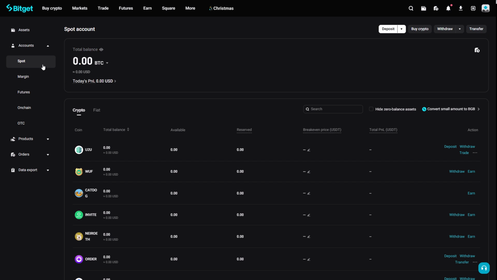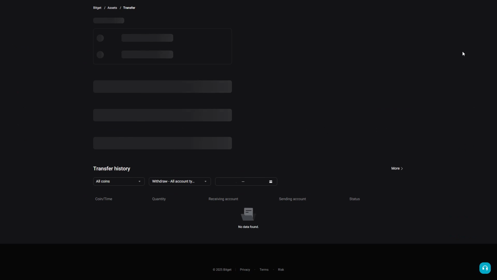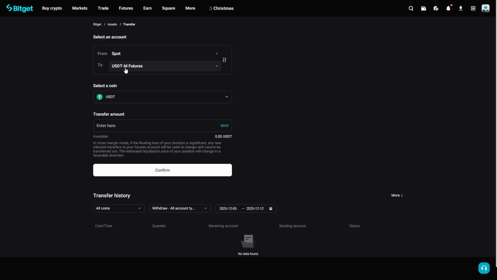Here is how to do it. Click on the spot wallet, then click Transfer in the top right corner. You will see a simple interface with two drop-down menus. From select Spot Wallet, to select Futures Wallet or USDTM Futures. Then choose the cryptocurrency you want to transfer, usually USDT, and enter the amount. Then click Confirm, and boom, the transfer is instant. Your funds are now in your futures wallet, ready for leverage trading.